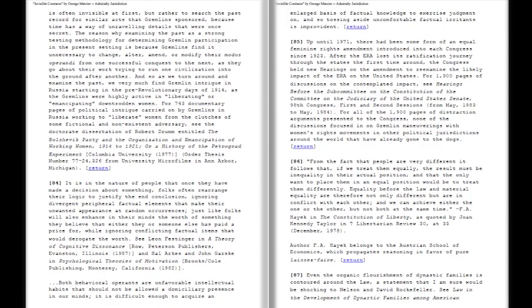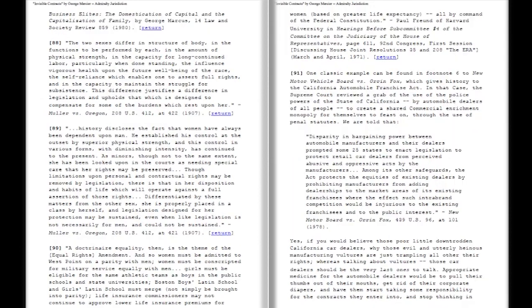See Law in The Development of Dynastic Families Among American Business Elites, The Domestication of Capital and the Capitalization of Family, by George Marcus, 14 Law and Society Review 859, 1980.